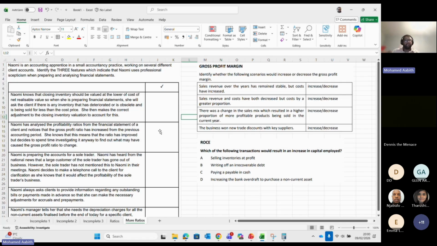But now we're going to look at this bigger question. I don't even know what the answer is. I need to check this because I saw this question and I thought I like it. It looks very big. Let's go through that quickly. Naomi is an accounting apprentice in a small accountancy practice working on several different client accounts. Identify the three features which indicate that Naomi uses professional skepticism when preparing and analyzing financial statements.